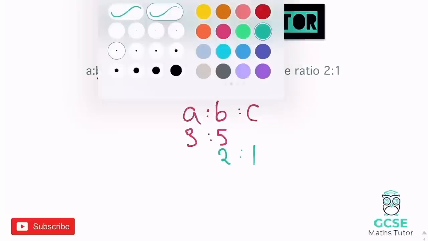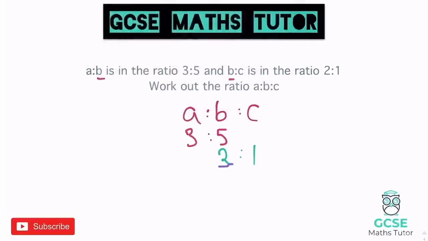Now looking at this, if I can make these middle numbers the same, I can merge these ratios together, I can squish them together essentially. So let's think, 2 and 5 can make 10. So if we times the top one by 2, that would make that 5 a 10, and we'd have to times the bottom one by 5. So if we times the top one by 2, that 3 becomes a 6, and the 5 becomes a 10.